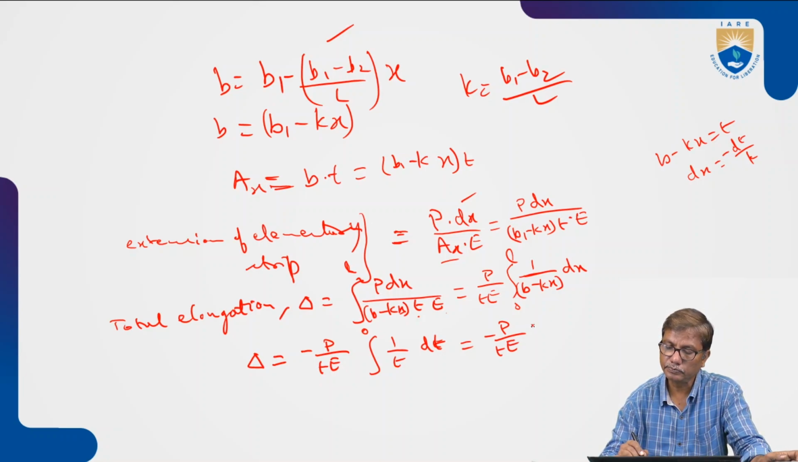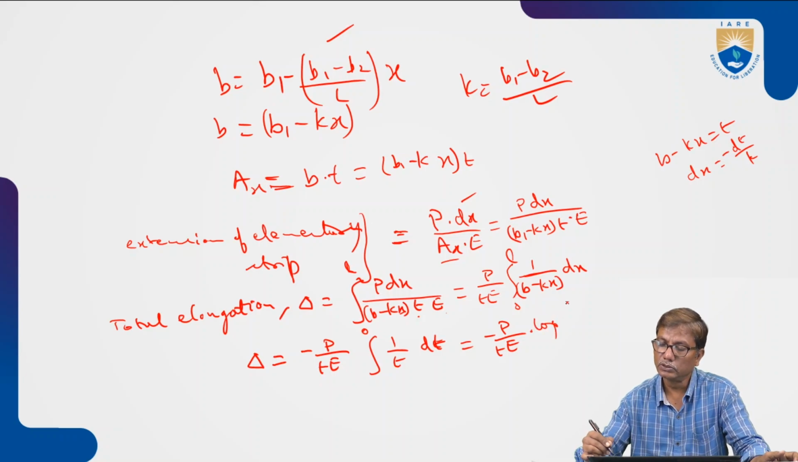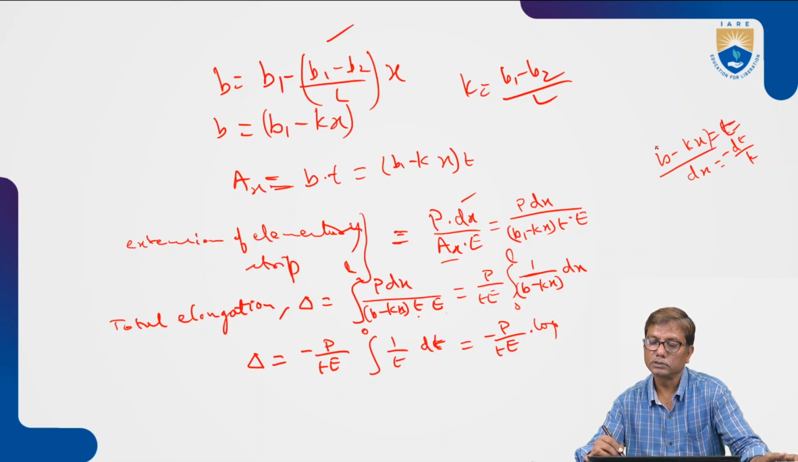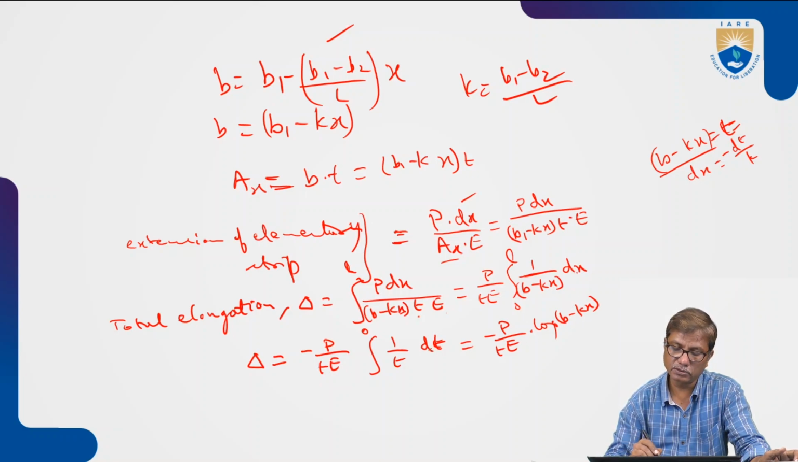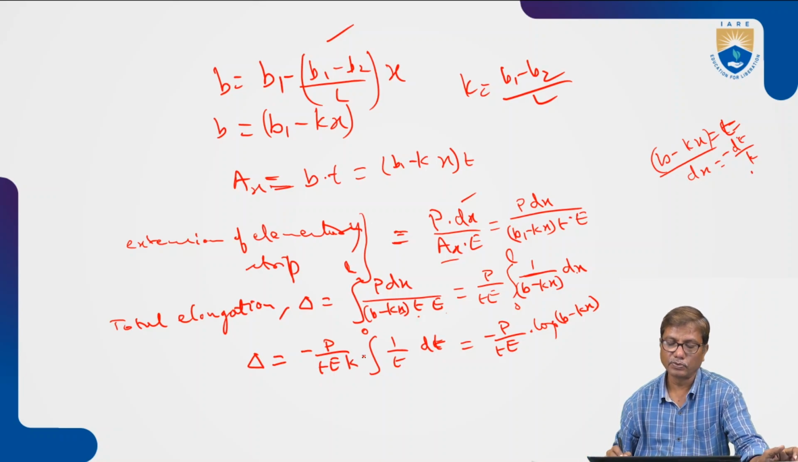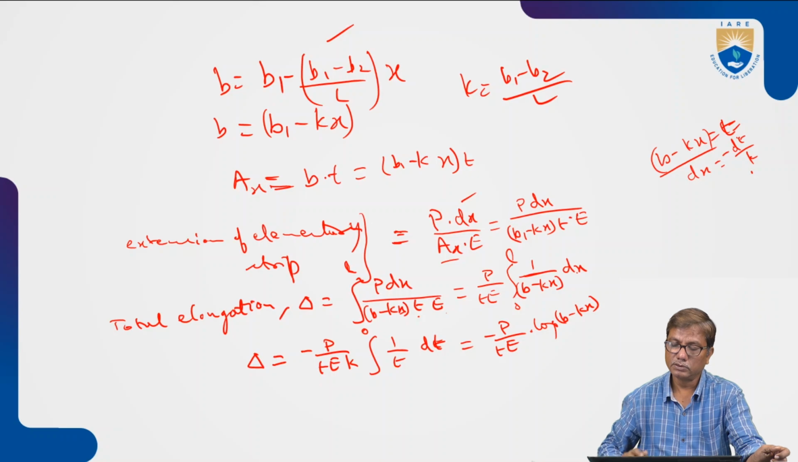So minus p by t e into log t. So what is t here? We are substituting t for b minus kx. So log of b minus kx, and dx equal to dt by k, isn't it? So we can take k also here. Okay, so we have k here.